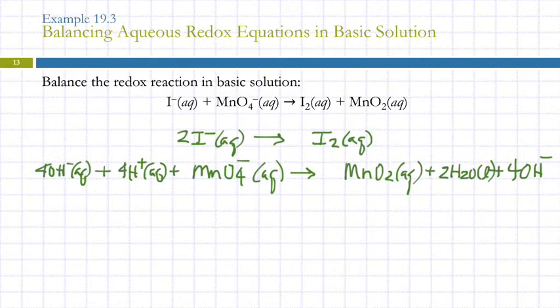Any questions? I think it's easier to kind of simplify things a little bit here. It makes the counting up of charges easier. 4 hydroxide ions and 4 hydrogen ions make what? 4 water molecules, right? So I'm going to erase those and write the 4 water molecules instead.